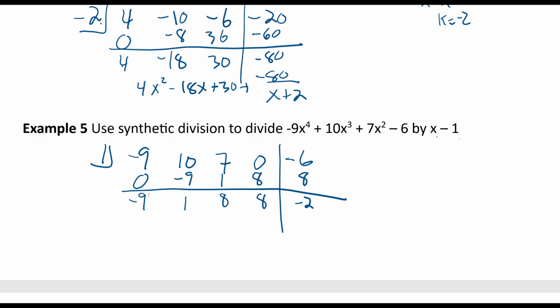So we started with negative 9x to the fourth, so now it's negative 9x cubed plus 1 times x squared plus 8x plus 8 plus negative 2 divided by x minus 1. It's the remainder over the divisor.